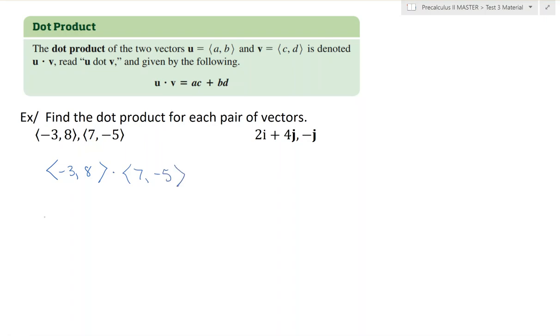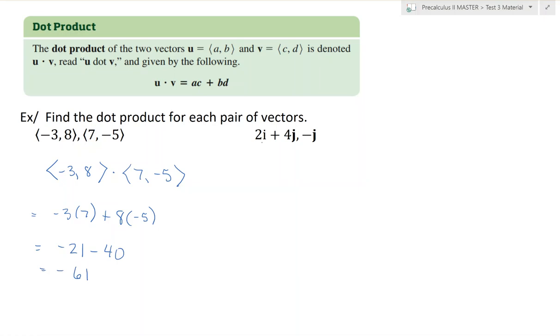We multiply the horizontal components together. So we have a negative 3 times 7, and we add the product of the vertical components. So you get negative 21 minus 40, so a negative 61. You just end up with a scalar at the end.